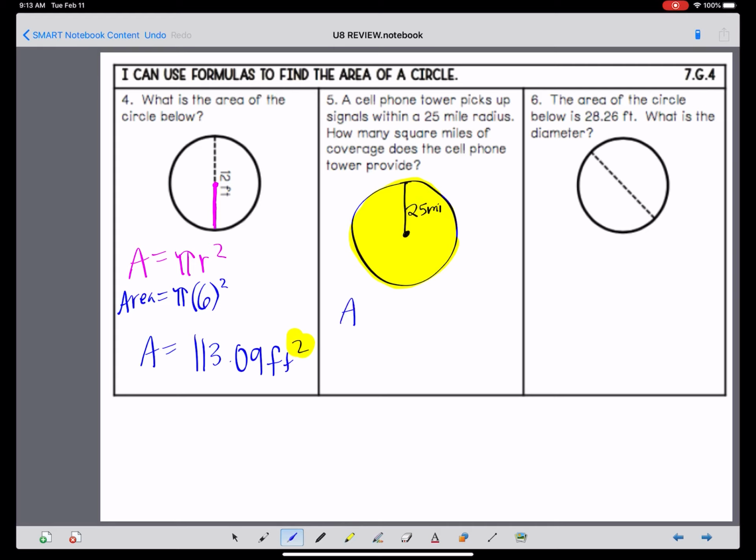Well, area of a circle is equal to pi times the radius squared. So let's go ahead and plug in our values. Pi times the radius, well, our radius is 25. And then let's square our answer and plug it into your calculator. Pi times 25 squared equals 1963.4, and our answer is going to be, whoops, I put my decimal in the wrong place. That could have been bad. I would have got that wrong.